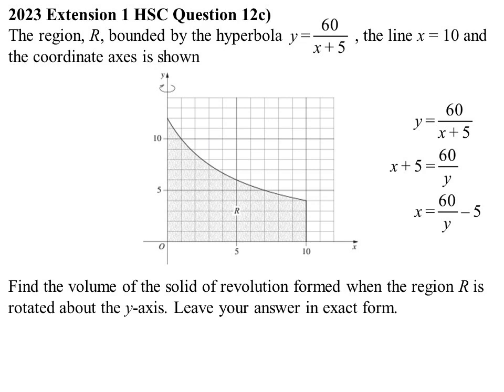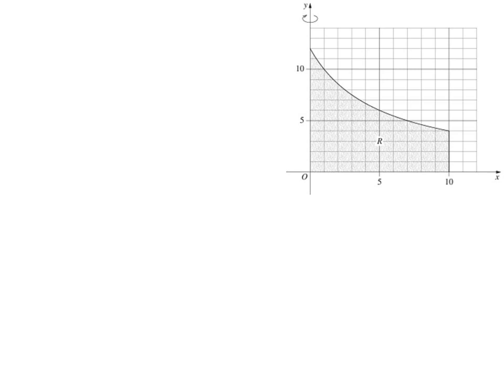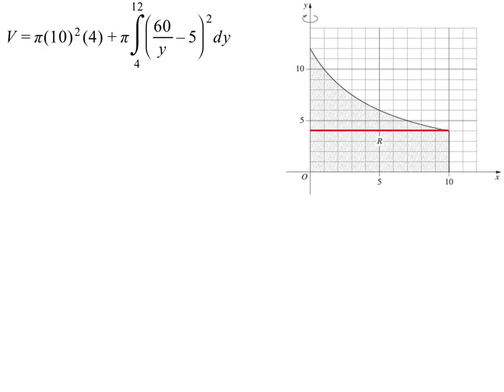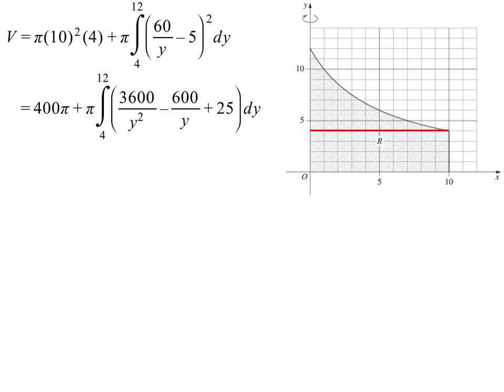X becomes 60 on y minus 5. There's the picture. But the boundaries change as well. So from 0 to 4, I'm assuming that's 4 there if this scale's right, we're just rotating that vertical line around, and then we're rotating our hyperbola from 4 to 10. Well, that first bit is just going to be a cylinder, and I have a formula for a cylinder. So pi r squared h is all I did for the first bit.